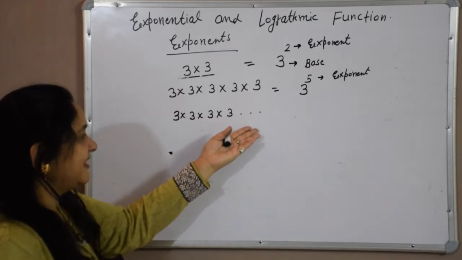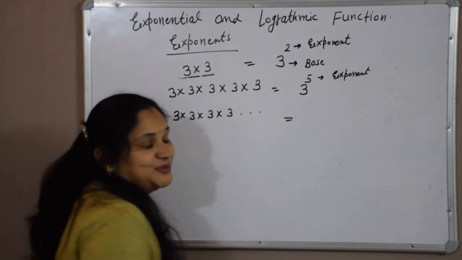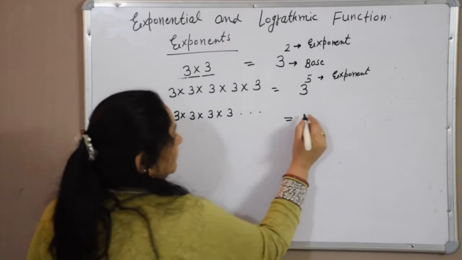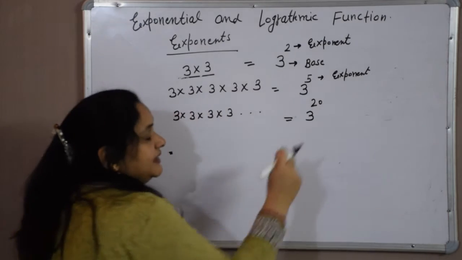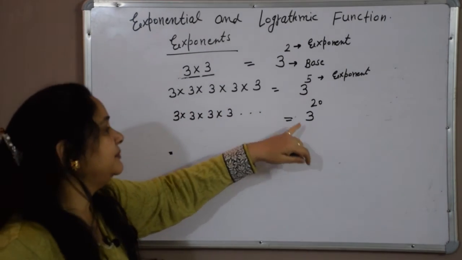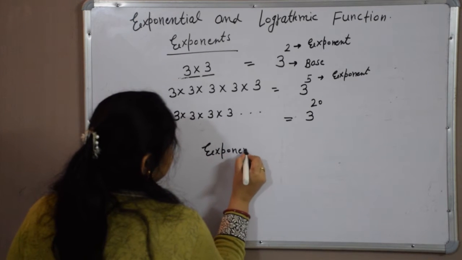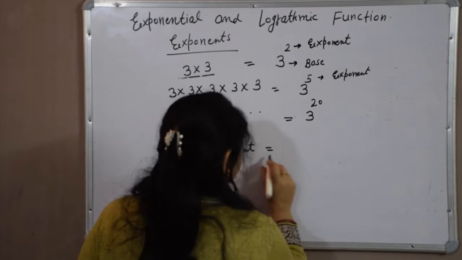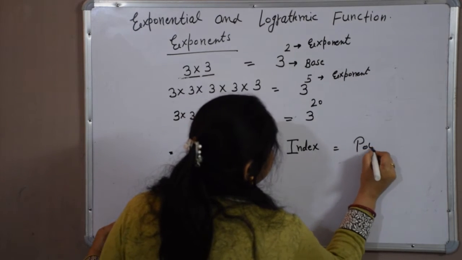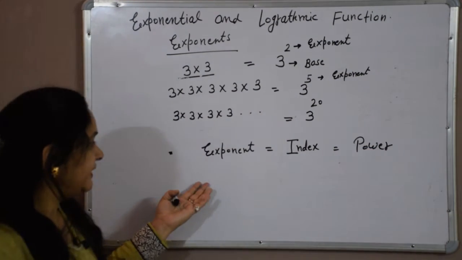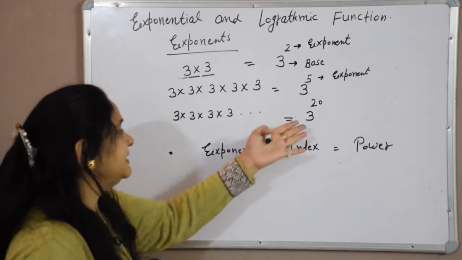Now here I didn't write it out because I was feeling very bored, but when we write it in the form of an exponent, it becomes very easy. We can write 20 times as 3 raised to power 20, where 20 is our exponent and 3 is our base. There are 2 more names for the exponent. We can call it index and we can call it power also. So we can call the exponent an index or a power, and 3 is the base.